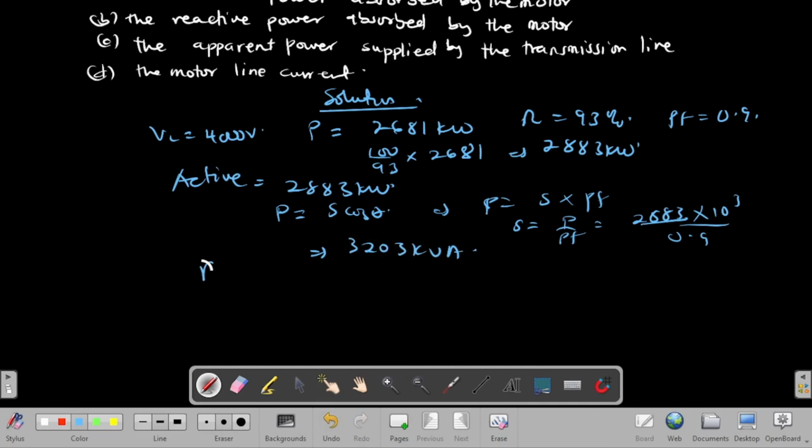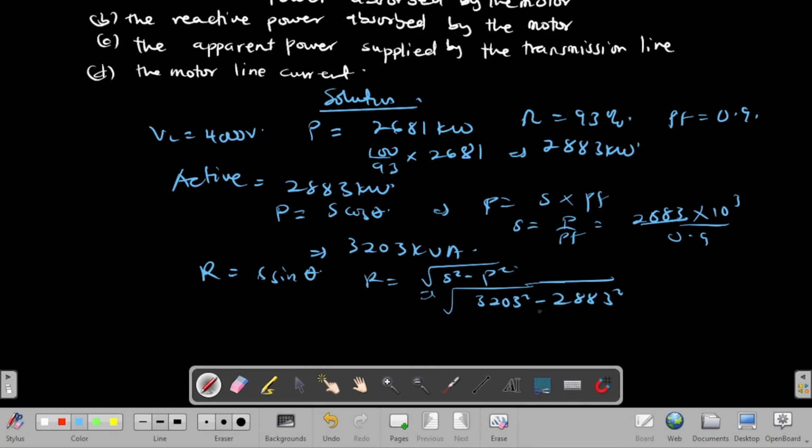And remember that your reactive power is equal to S sine theta, or better still, we can use Q is equal to the square root of S squared minus P squared. That gives us the square root of 3203 squared minus my P, 2883 squared. I've omitted the K because they are equal. So this ends up giving me 1395 kilovolt amperes reactive. Then finally, we have C, the apparent power. The question is asking for the apparent power, so our apparent power is simply equal to the 3203 kilovolt amps.